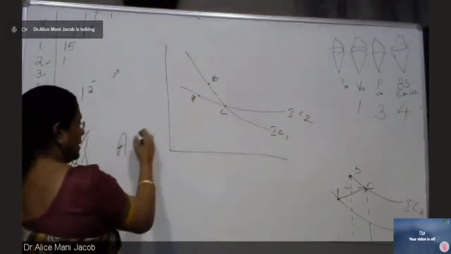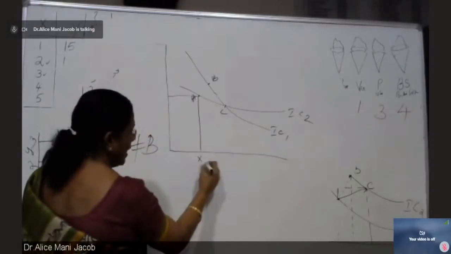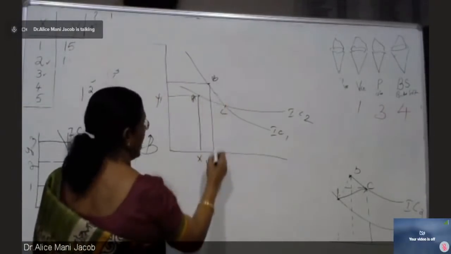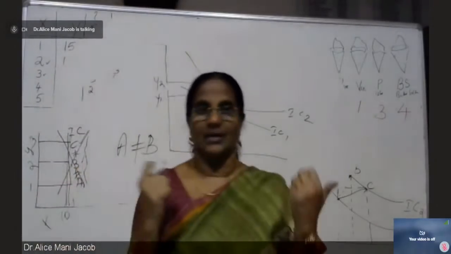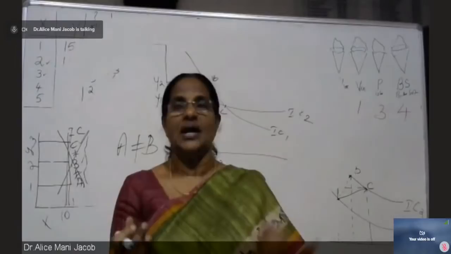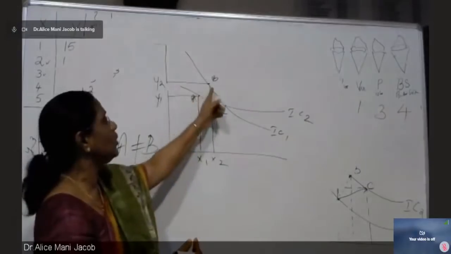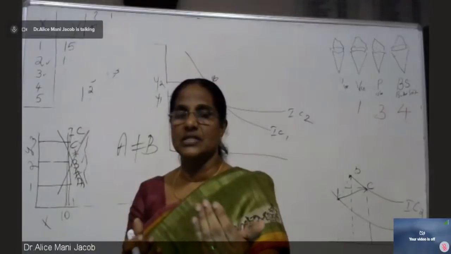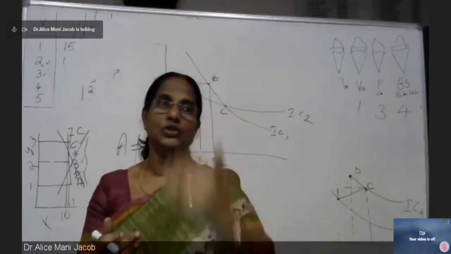A is definitely not equal to B. Why? Because combination A has X1 and Y1, and combination B has X2 and Y2. Aren't you better off at B? Yes, you have greater satisfaction at point B, and so our conclusion is, if they intersect, A is equal to B, but definitely B is on a higher indifference curve. B represents more of X and more of Y, and you should be happier.